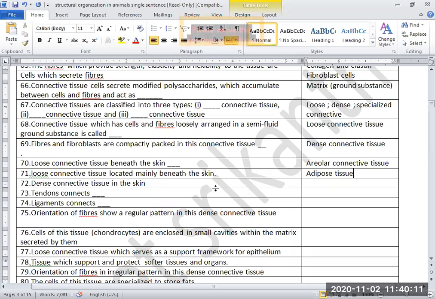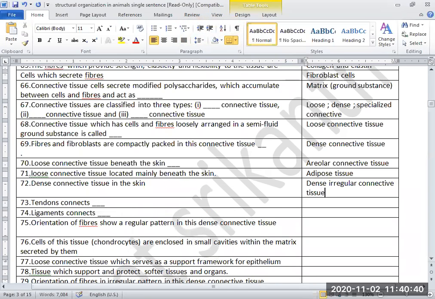Question number 72. Dense connective tissue in the skin. It may be difficult to select an answer without options, but it strengthens us when we go with multiple choice. I'll give the options: dense regular and dense irregular. Dense irregular connective tissue is present beneath the skin.